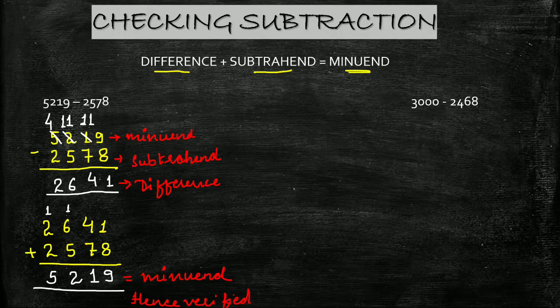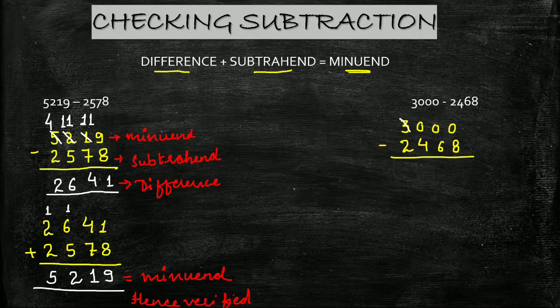Let's see the next question. We have to subtract 2468 from 3000. So 3000 minus 2468. We have 0 ones here. So we need to borrow from the tens column. But here in the tens column also we have 0. So move to the hundreds column now. Again in the hundreds column there is a 0. So we will borrow from the thousands place.